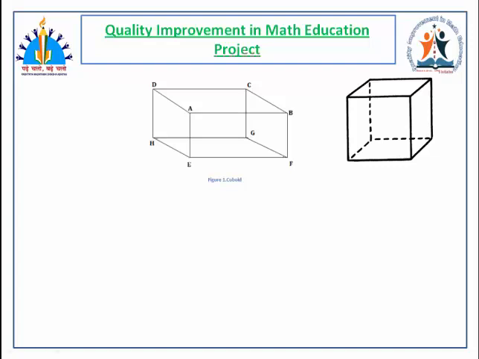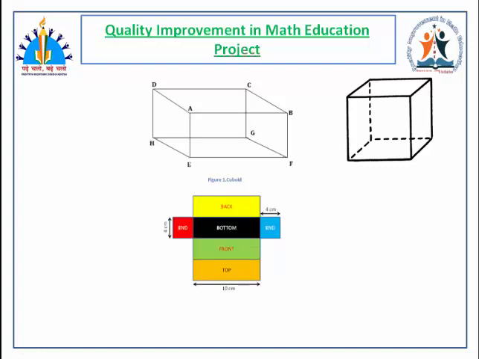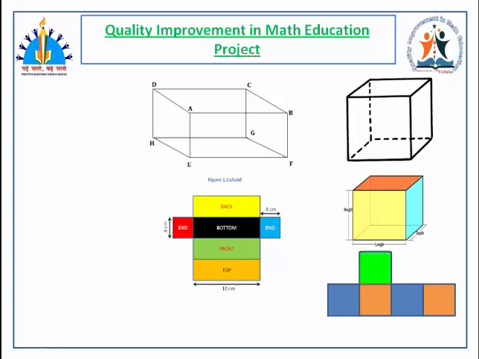Yes, cuboidal surfaces are rectangular in shape, and cube's surfaces are square in shape, like this.